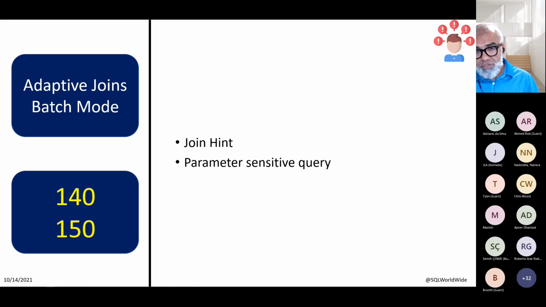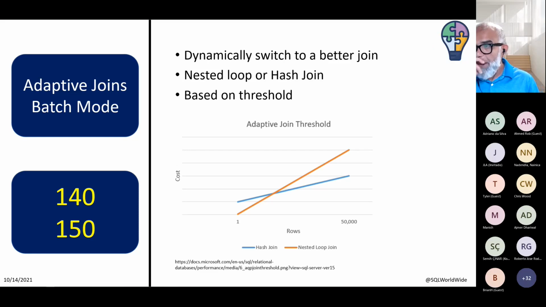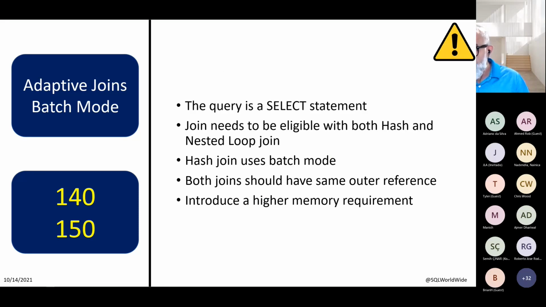So on the fly, based on the threshold, the query engine is going to decide what kind of join it's going to do. And how does that threshold get decided? I put a URL here. If you want to know, go and read more detail. It dynamically will switch to a better join, nested loop or hash join, based on the threshold. And there are a couple of caveats. It's only good for selected statements. Of course, like I said, the join needs to be eligible for both hash and nested loop join, and both joins have to have the same outer reference.